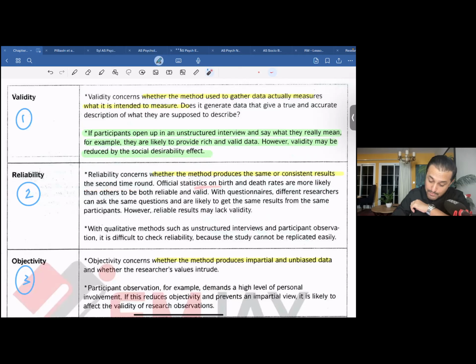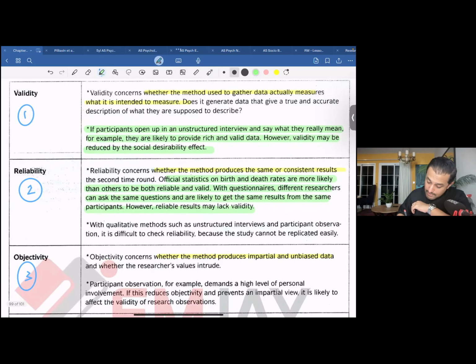Official statistics on birth, I'll just keep on highlighting this. Official statistics on birth and death rates are more likely than others to be both reliable and valid. With questionnaires, different researchers can ask the same questions and are likely to get the same results from the same participants. However, reliable results may lack validity, right? Validity and reliability do typically go hand in hand, but then again, this is sociology, it's not mathematics. There you need to individually, independently assess a particular situation instead of trying to apply laws like you do in math and physics, because we're talking about a society that comprises human beings.